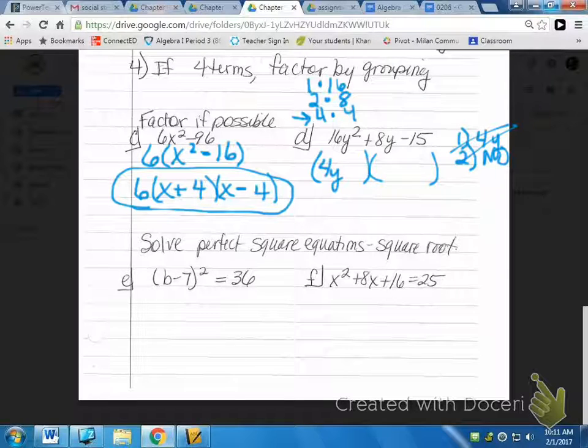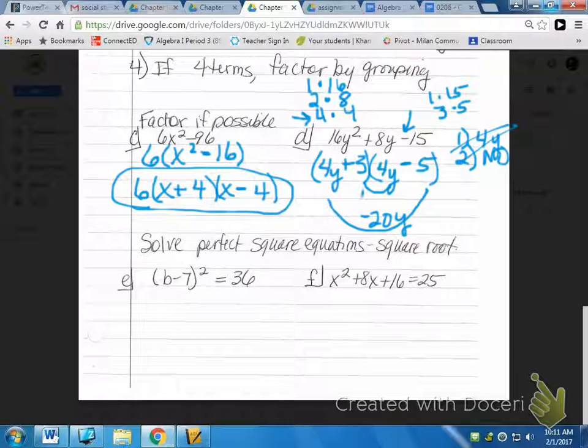So 4y and 4y. The minus means what? Different signs. So I'm going to put plus minus. And then you ask factor pairs of 15. So 1 and 15 and 3 and 5. So I'm going to try 3 and 5 because they're closest together. Now I have to test my outer negative 20y, my inner positive 12y. When I combine those together, what would it be? Negative 8y.